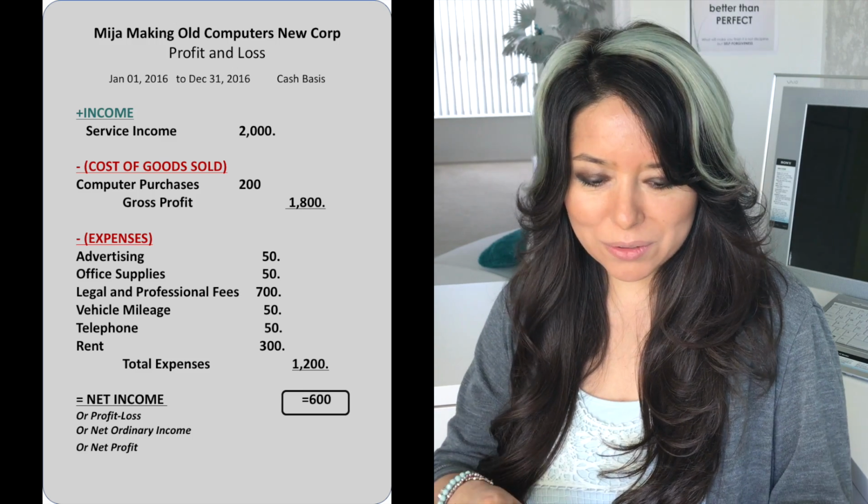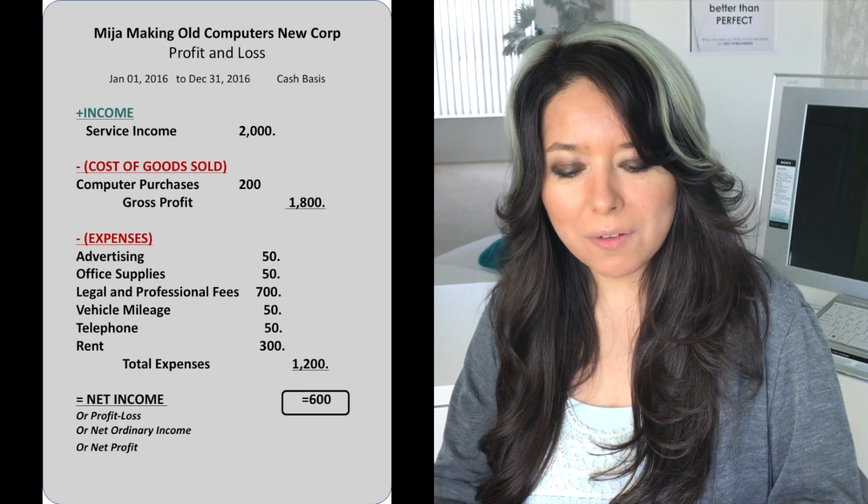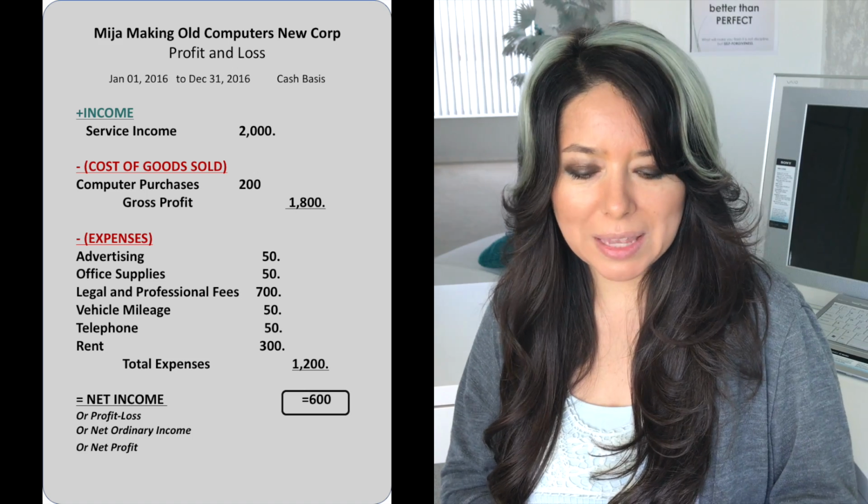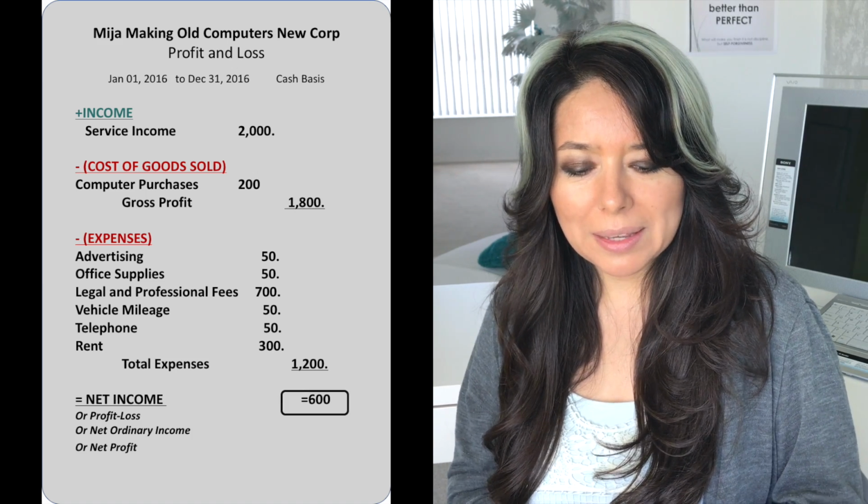And you know, they also call it net profit. They call it profit and loss statement. They call it net operating income, also different names, but it's the same bucket. So now these $600, where do these $600 go? It actually goes in the balance sheet.